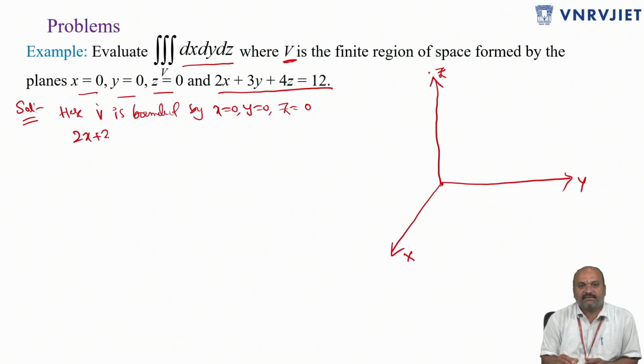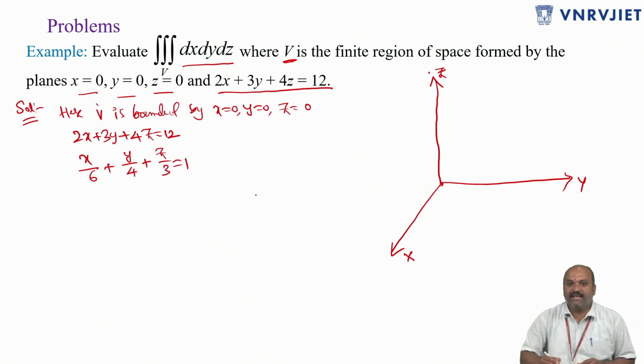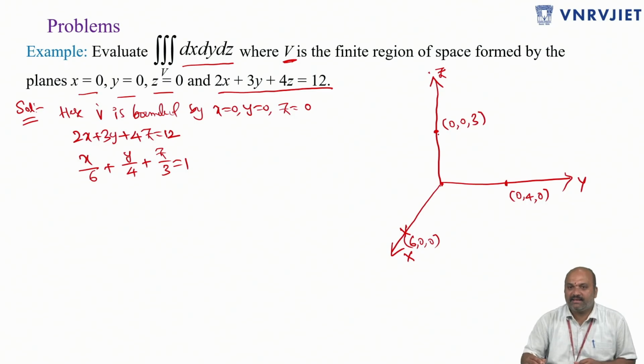And the plane 2x plus 3y plus 4z equals 12. In intercept form, divide this equation by 12, so x/6 plus y/4 plus z/3 equals 1. This plane intersects the x-axis at 6, that is (6, 0, 0), since on the x-axis the y and z coordinates are both 0. On the y-axis it intersects at (0, 4, 0), and on the z-axis at (0, 0, 3). Join them by straight lines.